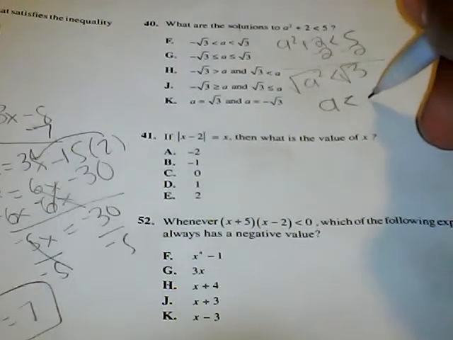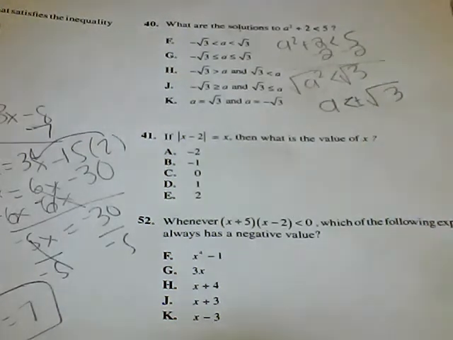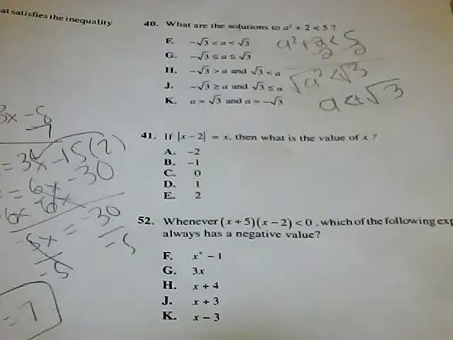is less than plus or minus root 3. And we do plus or minus because if we were to multiply root 3 by root 3, we would get 3. And if we were to also multiply negative root 3 by negative root 3, we would also get 3.